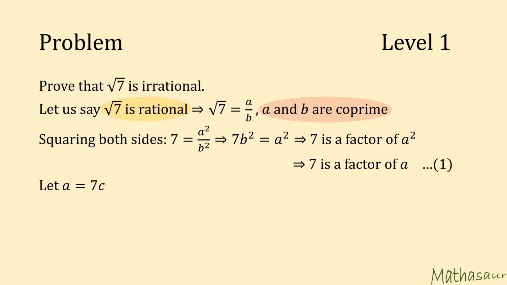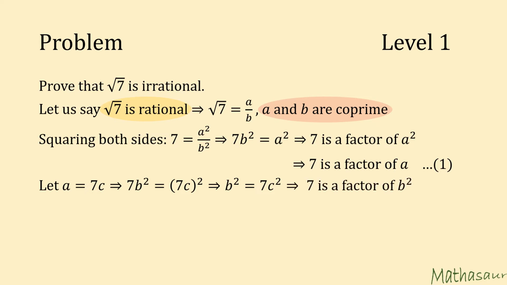Let us assume a is equal to 7c and put this value of a in 7b square is equal to a square. Simplifying, we see that b square is equal to 7c square. This means that 7 is a factor of b square, which goes on to mean that 7 is a factor of b itself. Let us call this statement 2.